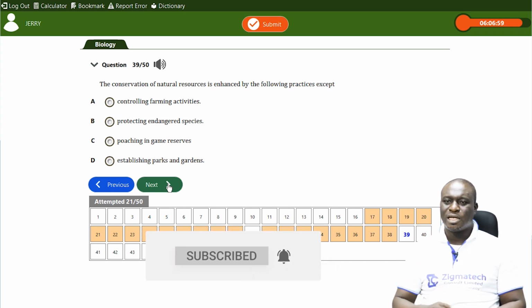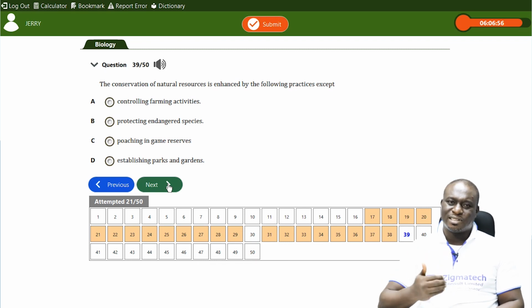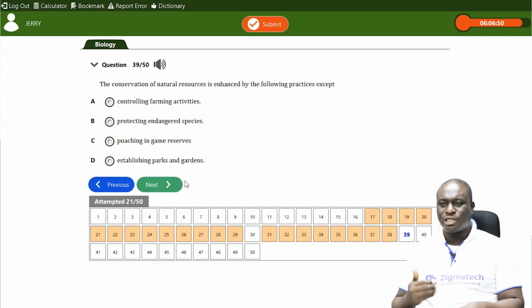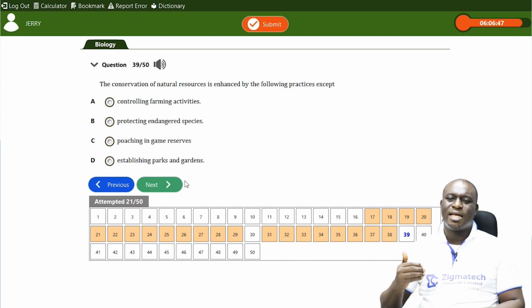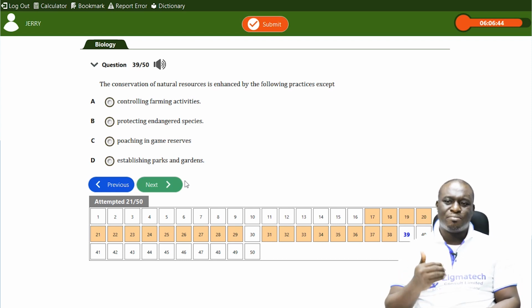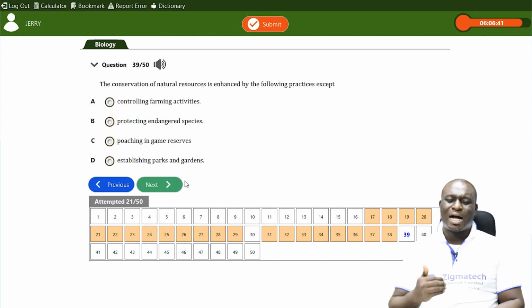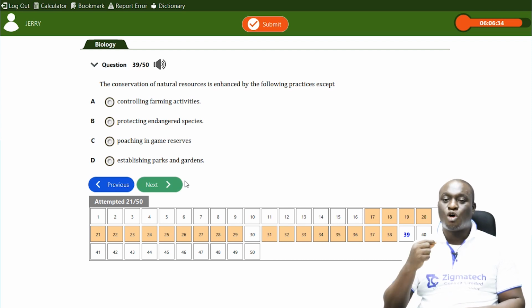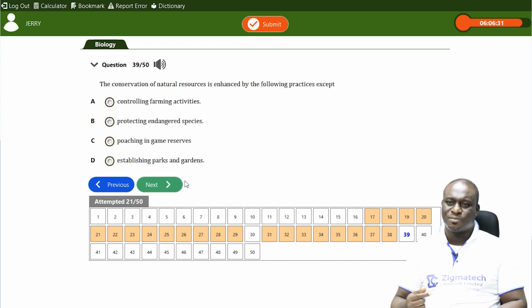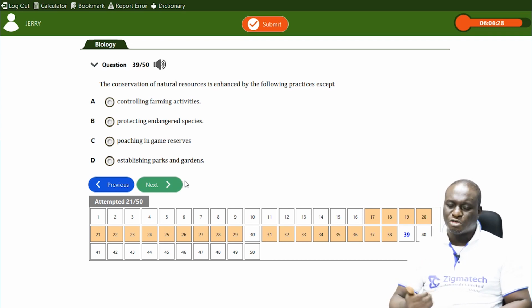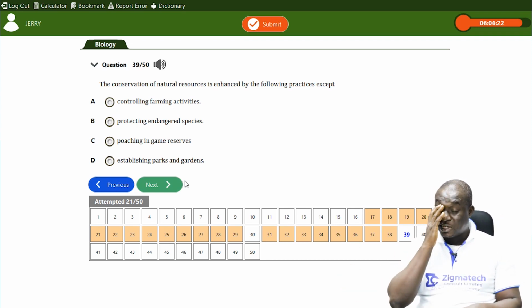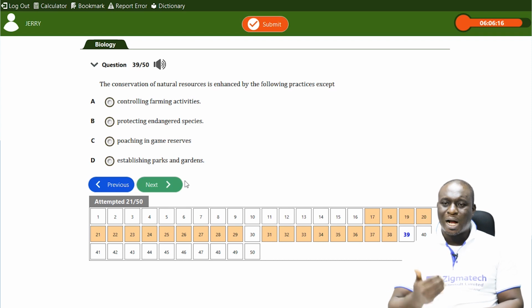natural resources. Option A says controlling farming activities. Option B says protecting endangered species. Option C says poaching in game reserves. Option D says establishing parks and gardens. Now, if you look at these options, option A, controlling farming activities, is a way of conserving natural resources, that is the forest and so many other things. And then option B, protecting endangered species. These are wildlife. Protecting wildlife.